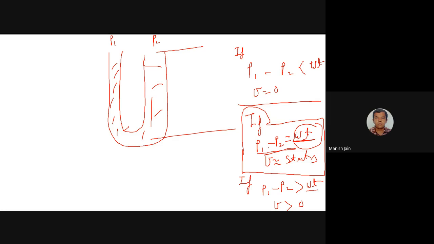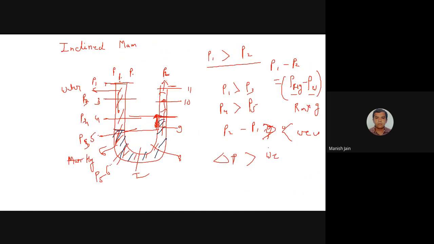And suppose you have a transparent fluid like water, so water is moving, and from outside a glass tube you cannot easily identify whether water is moving or stationary. But if you have mercury and water, two different fluids, you can easily identify whether it is moving or not, because you can easily see the interface of mercury and water. Mercury is silver in color and water is transparent, so you can easily see the difference. So it is the easiest way to calculate the pressure drop between the two points.